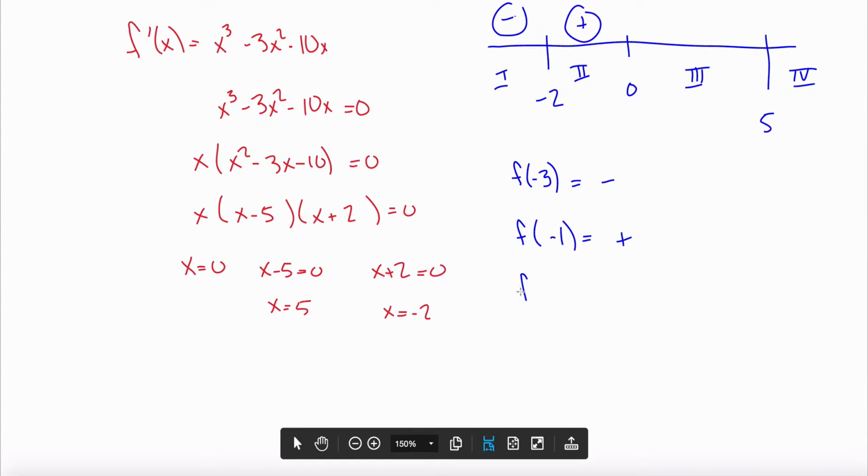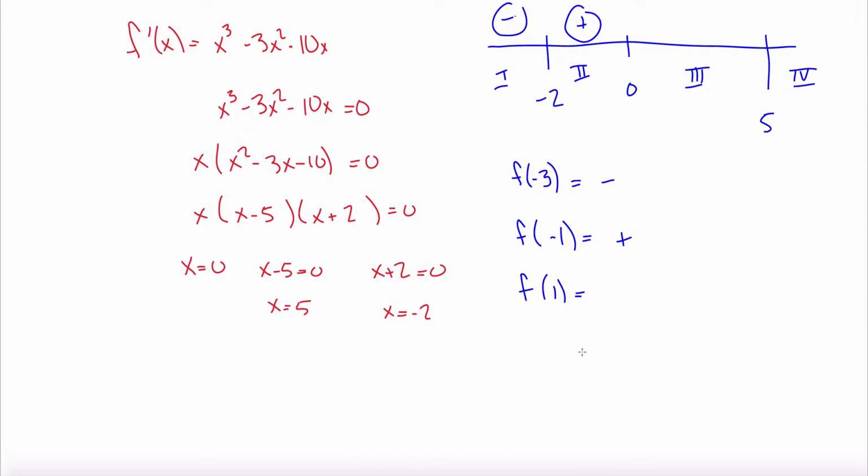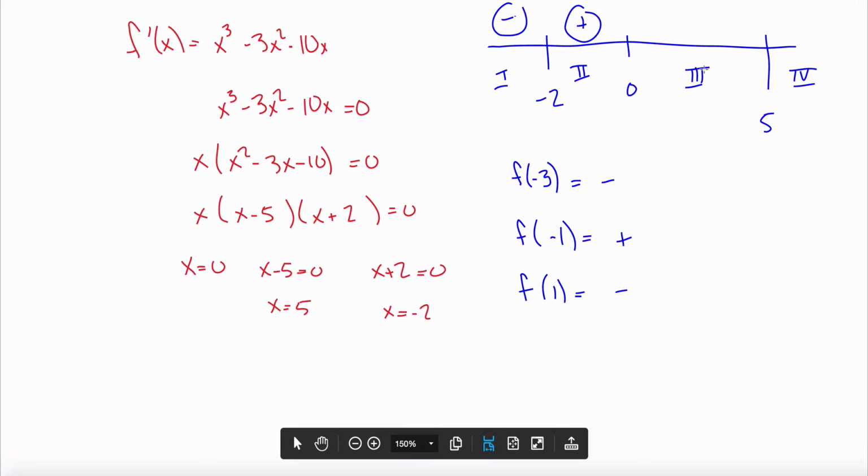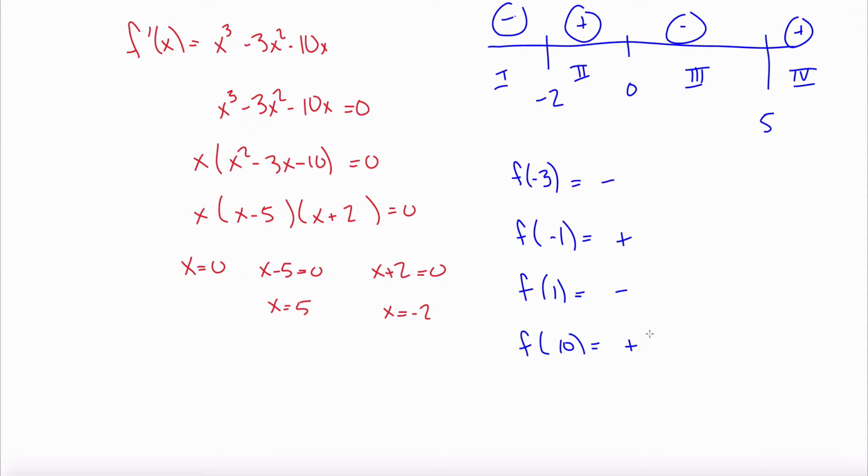Pick any number in region 3. I don't know, 1 maybe. Go through the same analysis. Positive, negative, positive. So that gives you a negative. So the sign in here is negative. And then finally pick any number in region 4. I don't know, 10 maybe. Positive, positive, positive. Positive times a positive times a positive is a positive. So in region 4, my first derivative is positive.